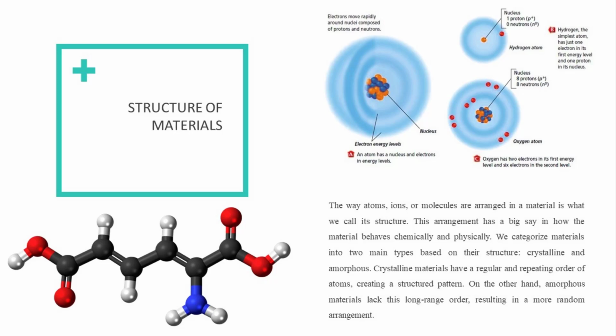In contrast, amorphous materials lack this long-range order, which means their atoms are arranged more randomly. Think of it like a loosely shuffled deck of cards, still functional, but without the pattern that characterizes crystalline structures. This simple difference in structure can lead to vastly different properties in everyday materials.